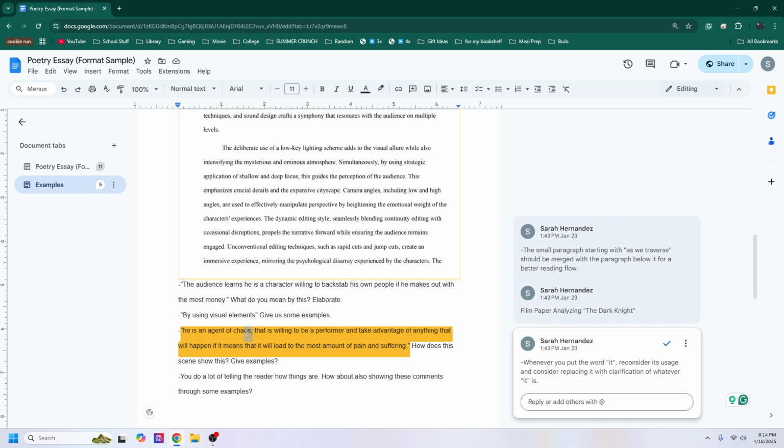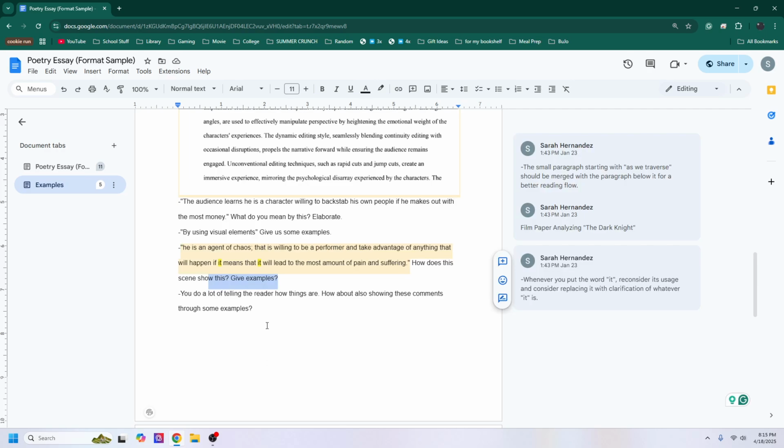He does that thing with the semicolons again, which I told him about. I didn't want to hammer him over the head with that concept. But he is an agent of chaos that is willing to be a performer and take advantage of anything that will happen if it means that it will lead to the most amount of pain and suffering. And I said, well, how does the scene show that? Can you give us some examples as to why you think that he's an agent of chaos?